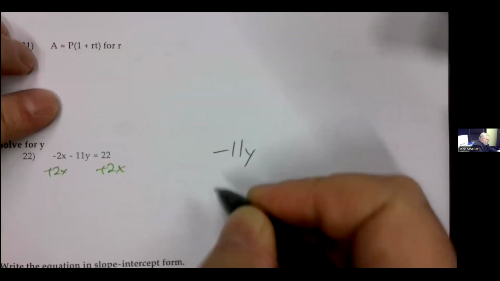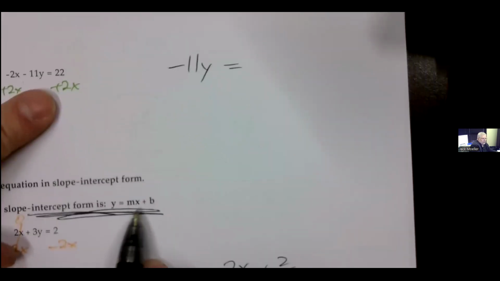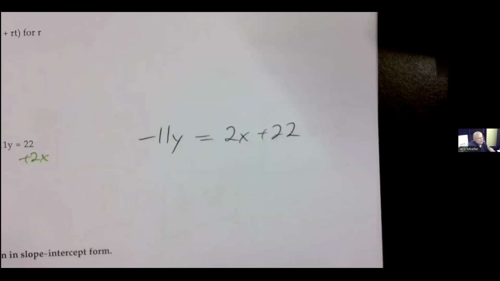Now, when you do this, don't lose that negative with the 11. So that is negative 11y. And again, get in the habit of putting this in the mx plus b form. Put the x first, the constant second. That is descending order for our polynomials. So we get minus 11y equals 2x plus 22.